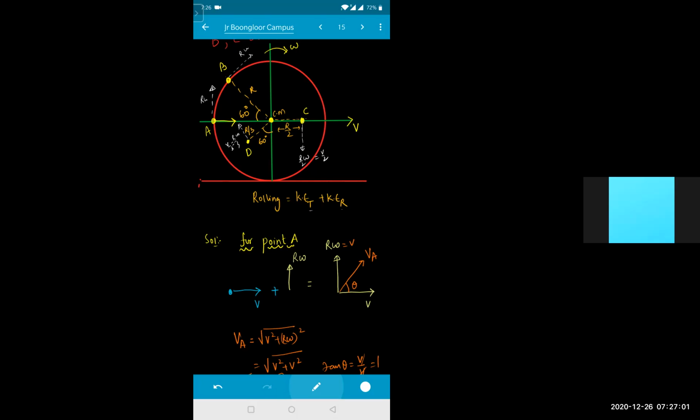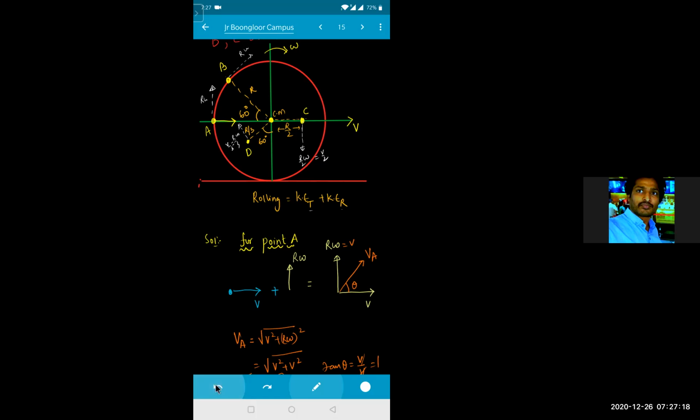Like, VCM is R omega, right? VCM is R into omega. How much am I having right now here? This is R by 3, right? So R omega is nothing but V by 3, I can write. Because R omega is nothing but V only. That is the reason.